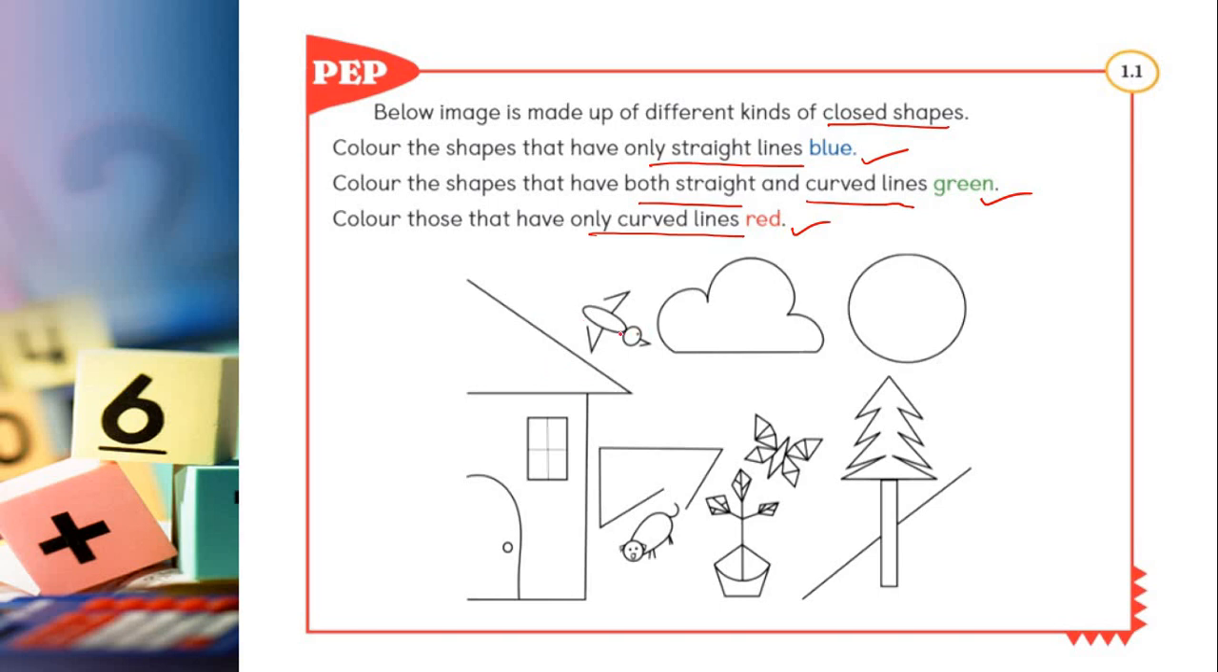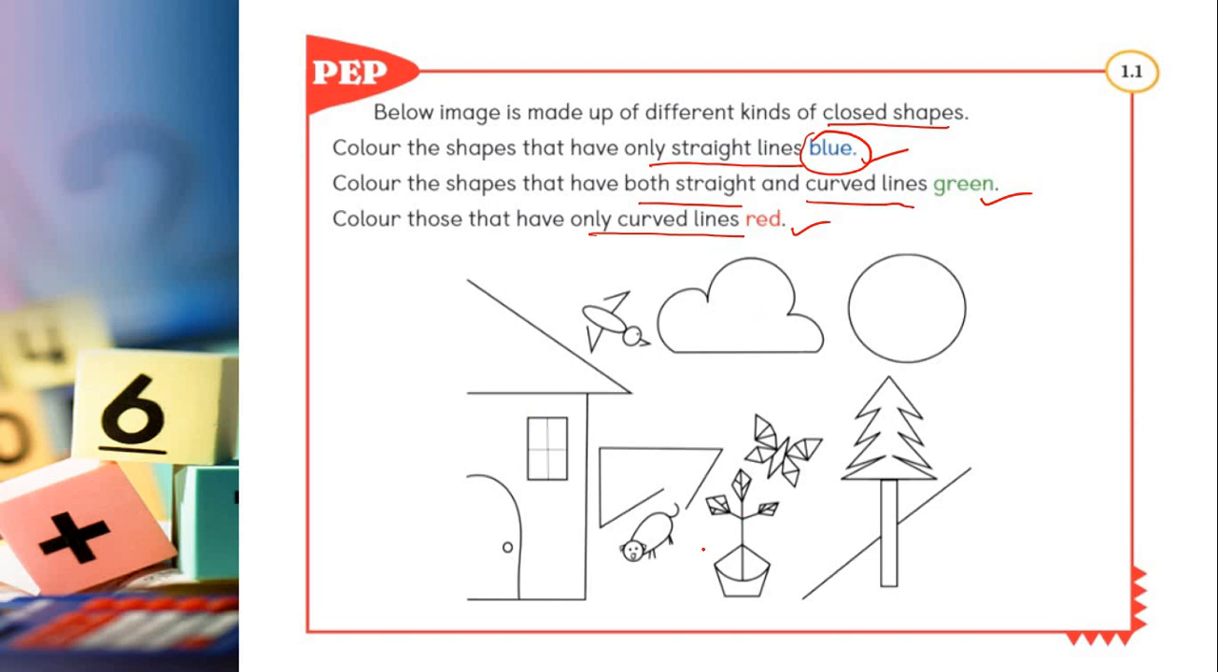In the image below, it is made up of different kinds of closed shapes. So you have to find out the closed shapes, and you have to color the closed shapes that have only straight lines with blue color, the shapes that have both straight and curved lines with green, and only curved lines with red.